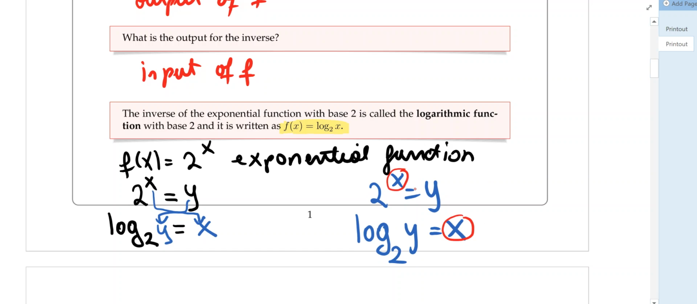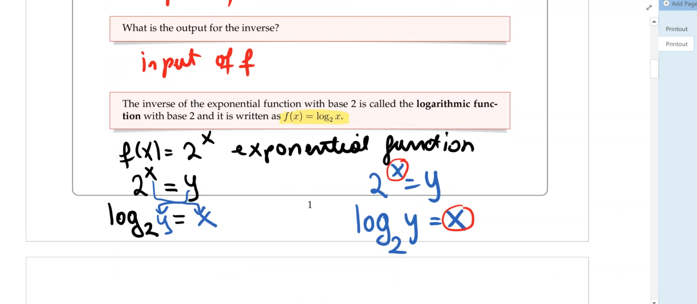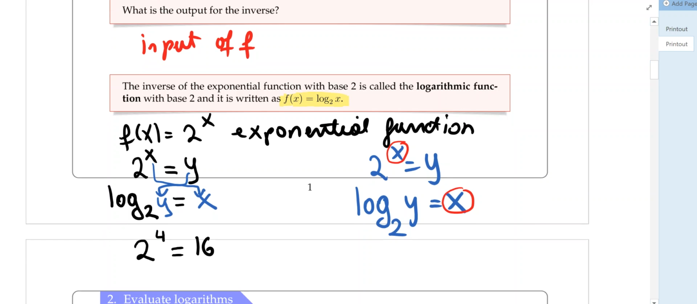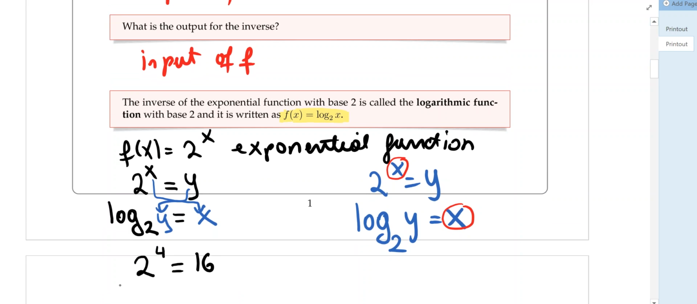So let's look at a specific example. If you have 2 to the 4th, that equals 16. If I wanted to write this in logarithmic form, this is going to be log base 2 of 16, the output equals the input. So this is just saying that I'm looking for a number. The result for log base 2 of 16 is 4 because 2 to the 4th equals 16.